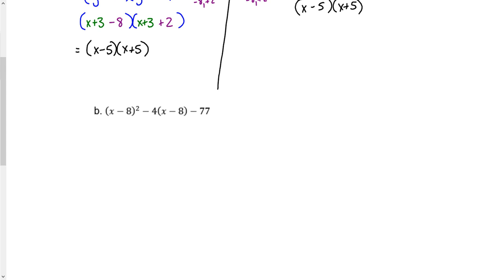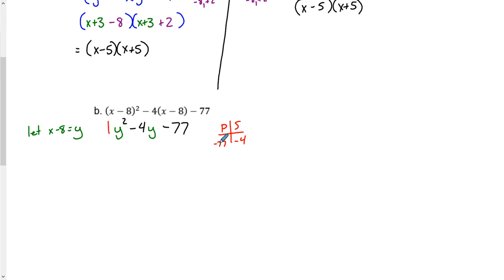So this one, I'm going to let x subtract 8 equal, well, I'll say y again. That way I have a y squared subtracting a 4y, subtract 77. Product of 1 times negative 77, sum of negative 4.